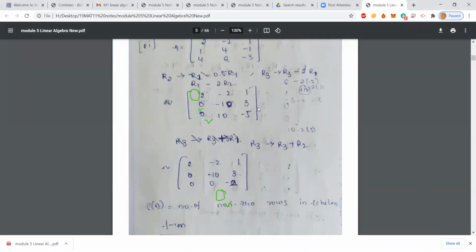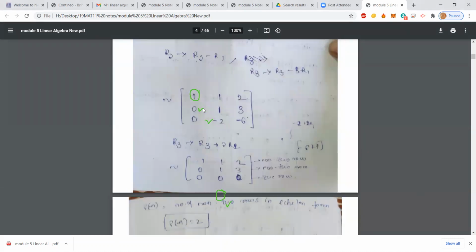see, the first row will be as it is: 1, 1, 2. Then the second row also will be as it is: 0, 1, 3. Then the third row should be replaced by R3 plus 2R2. Then it will become 0, 0, 0. So I am getting a resultant matrix that is in echelon form.